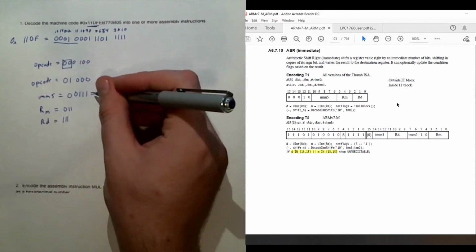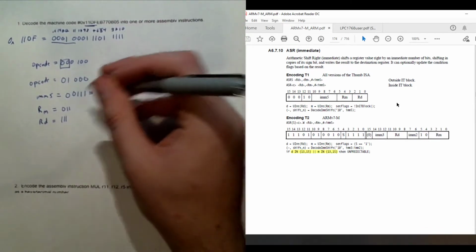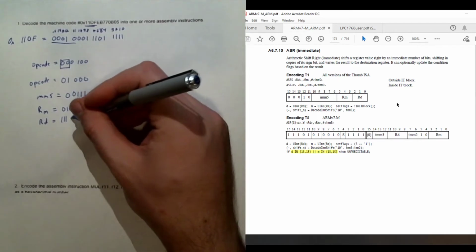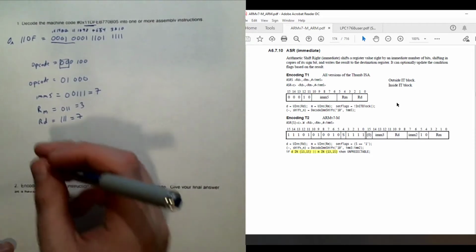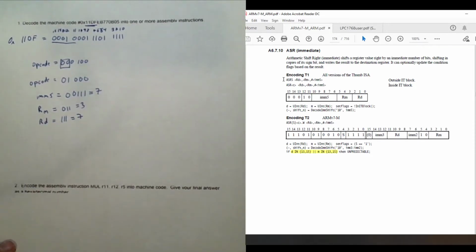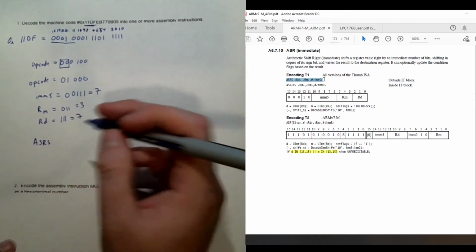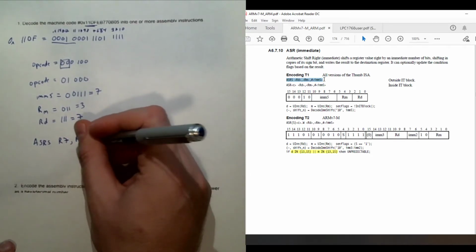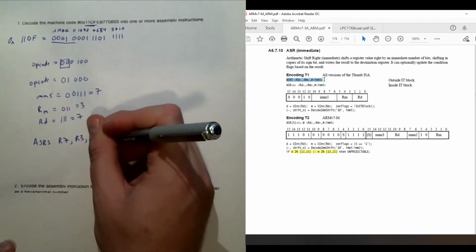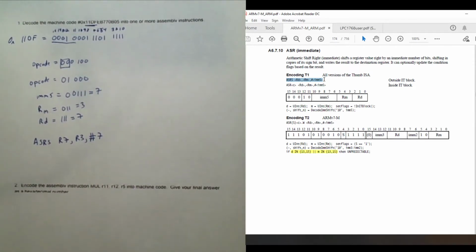We can translate all of these to decimal. So 1 plus 2 plus 4 is 7. 1 plus 2 is 3. And 1 plus 2 plus 4 is 7. So those are all of the things that I'm going to put into this instruction. And then I'm just reading off this instruction encoding and substituting, filling in the blanks. So we have an ASRS, RD is R7, RM is R3, and the immediate starts with a pound sign or a hashtag, and that's 7. So that's our first instruction.